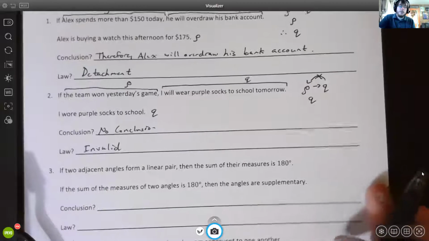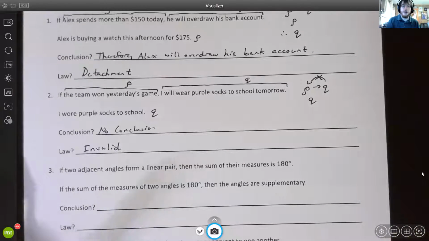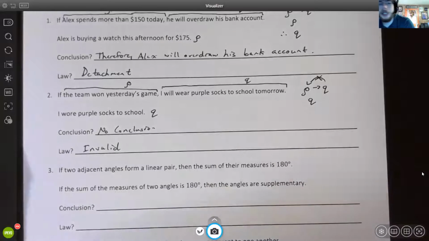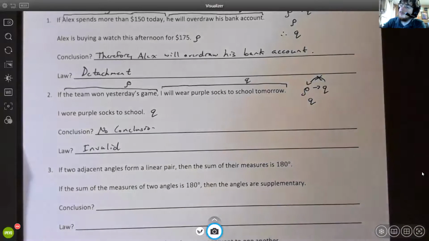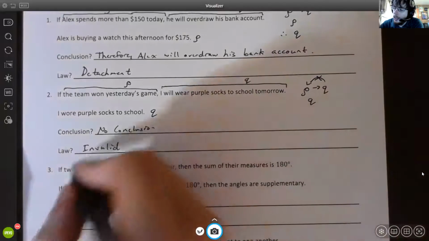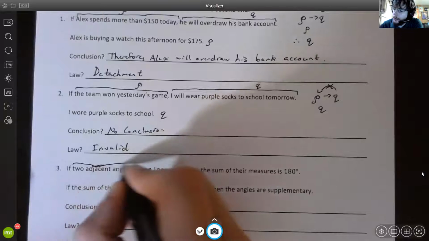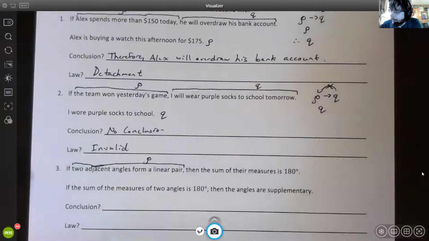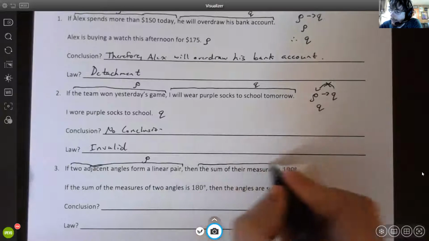Number 3 says, if two adjacent angles form a linear pair, then the sum of their measures is 180 degrees. If the sum of the measures of two angles is 180 degrees, then the angles are supplementary. So what we want to do here, we're going to put our symbols in. So we have two adjacent angles form a linear pair. That'll be P. The sum of their measures is 180 will be Q.